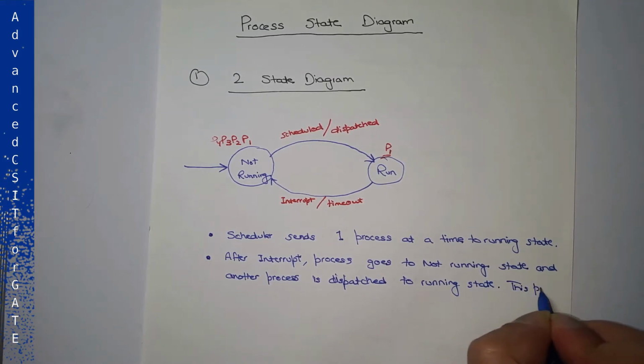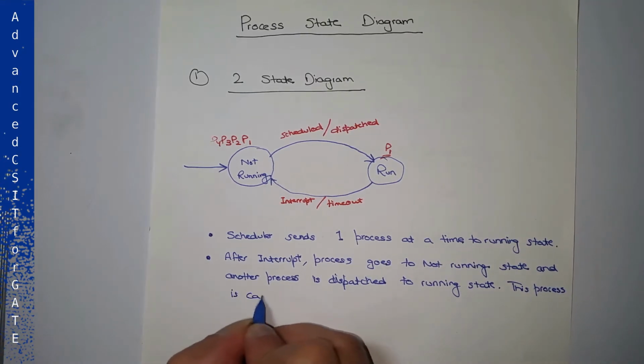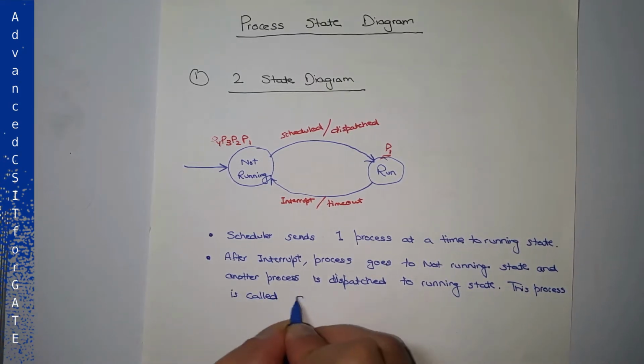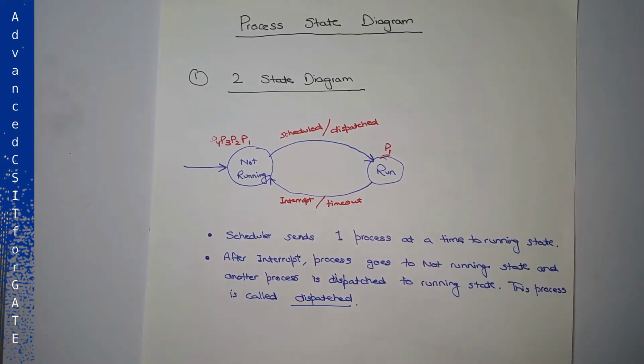This process is called dispatched, and this is done by a scheduler. So it's a relatively simple way to understand the life cycle of a process. It just goes between not running and running.